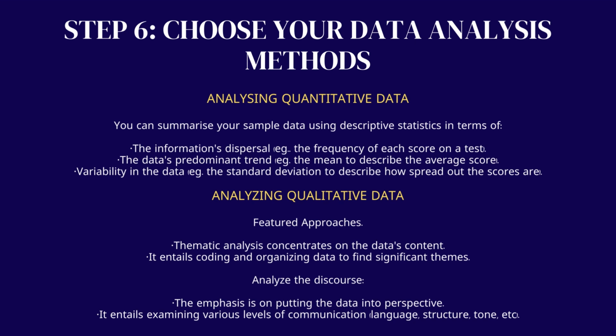You can summarize your sample data using descriptive statistics in terms of the information's dispersal, e.g. the frequency of each score on a test. The data's predominant trend, e.g. the mean to describe the average score. Variability in the data, e.g. the standard deviation to describe how spread out the scores are. The kind of computations you can perform are determined by the precision with which your variables are measured.